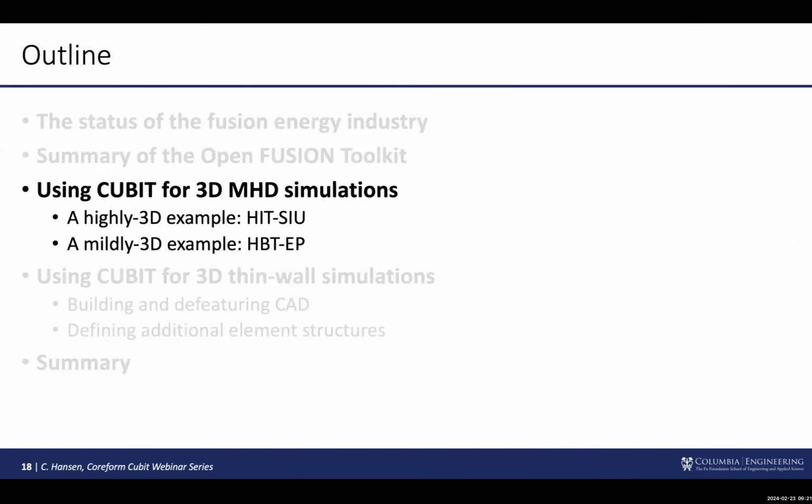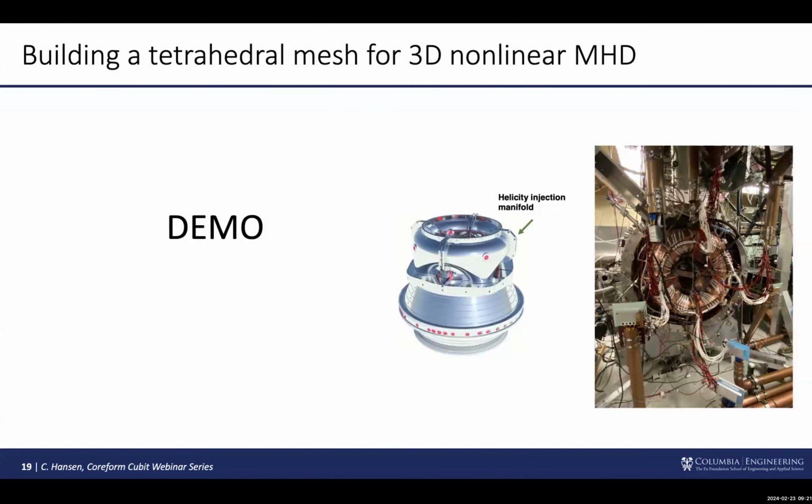All right, so now I'm going to talk about a couple of Cubit applications and walk through actually generating the meshes. So the first one is building an unstructured tetrahedral mesh for 3D nonlinear MHD. So this is a very complicated geometry, so it'll be easier when you actually see it in 3D as I can move around the object.